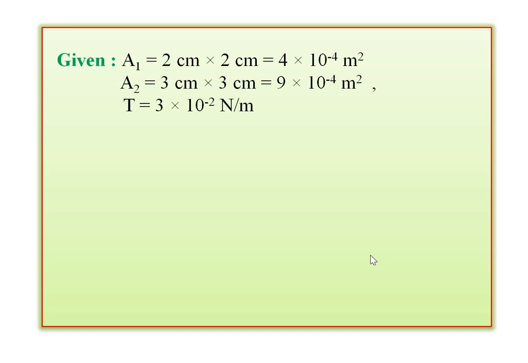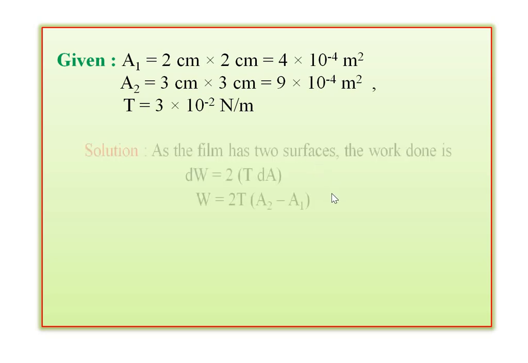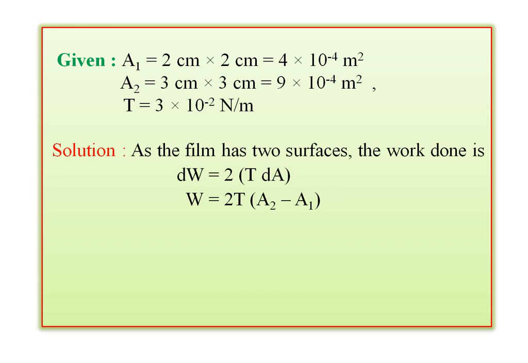This one is the given data. A1, that means 4 into 10 raised to minus 4 meter square. A2, 9 into 10 raised to minus 4 meter square. And surface tension 3 into 10 raised to minus 2 Newton per meter. As we know, as the film has two surfaces, the work done is dW is equal to 2 times T into dA. That means W is equal to twice T into the bracket increase in the area, that means A2 minus A1.